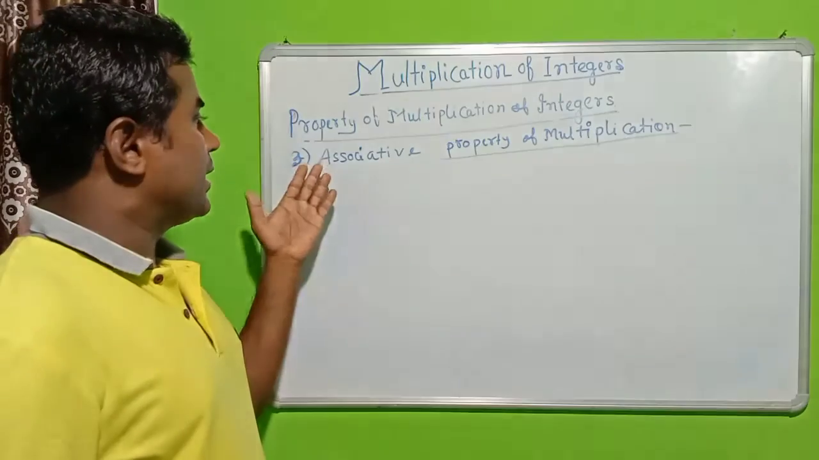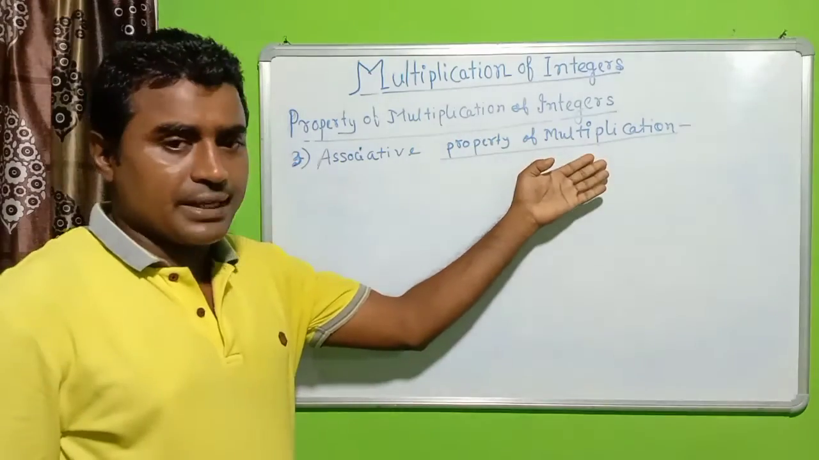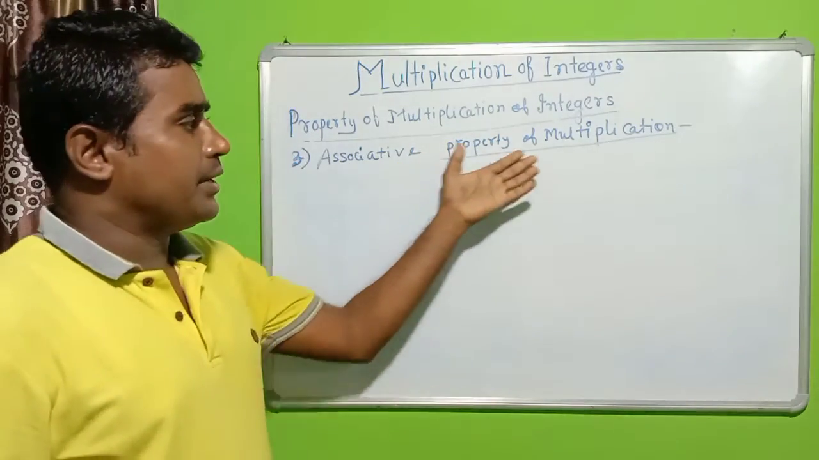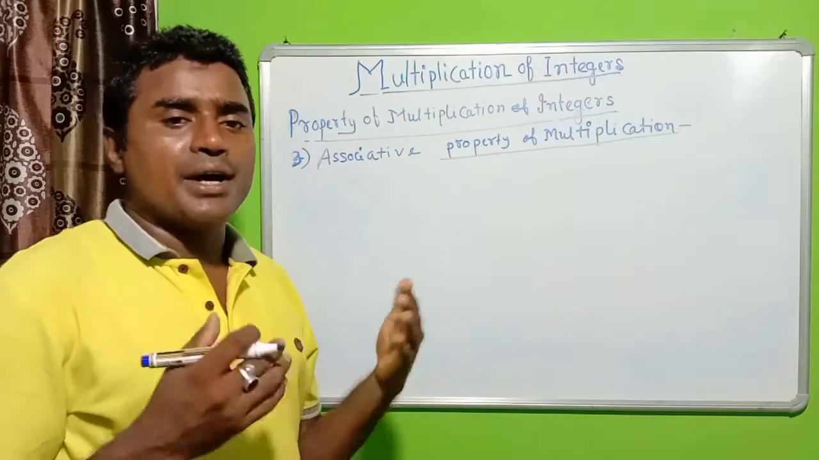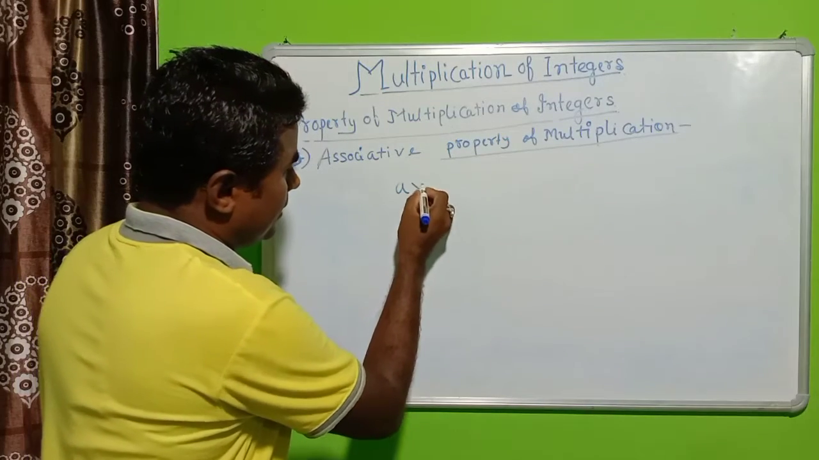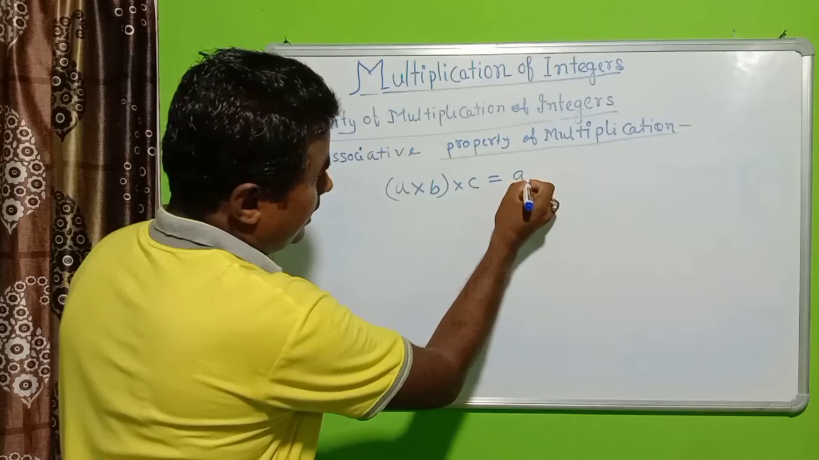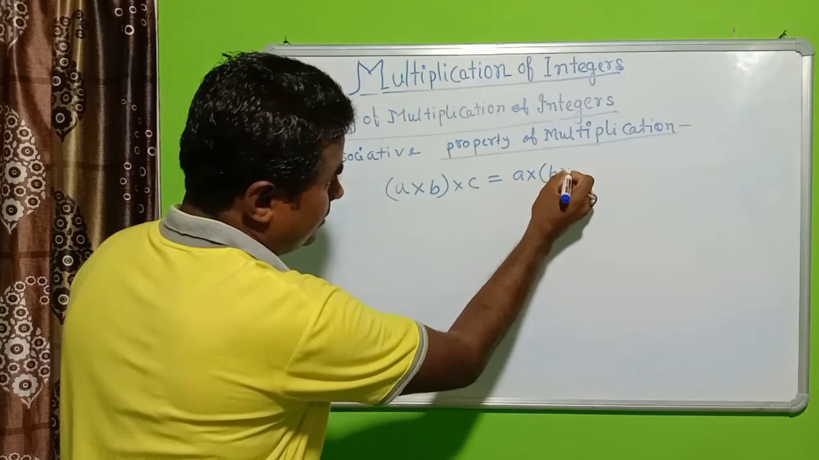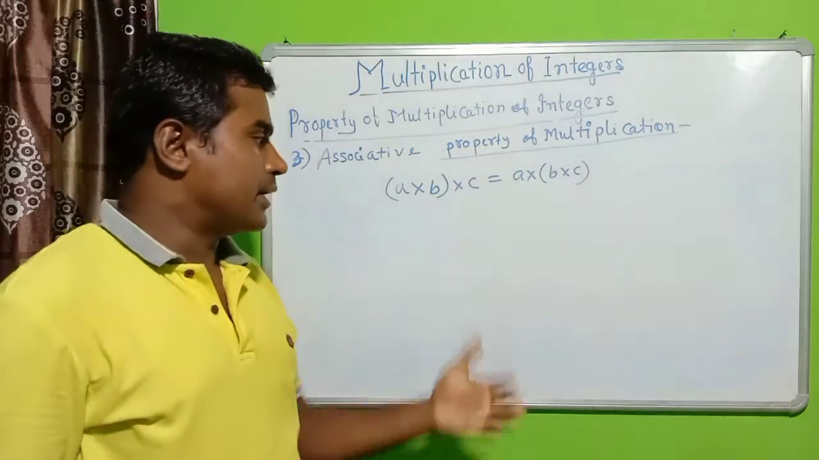So student, the third property of multiplication of integers is the associative property of multiplication. In the associative property, suppose a, b, c are three given integers, then (a into b) into c equals a into (b into c). So this is the associative property of multiplication.